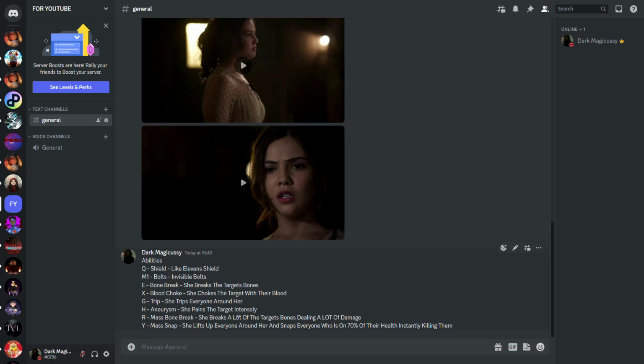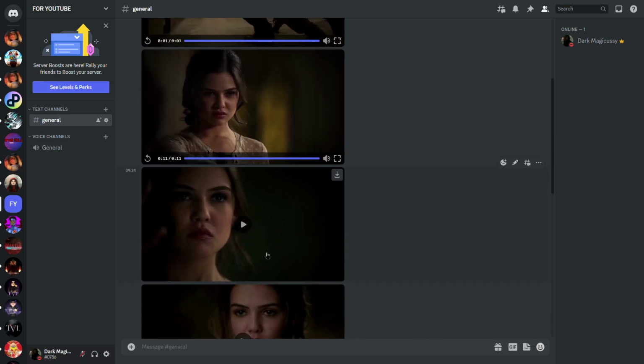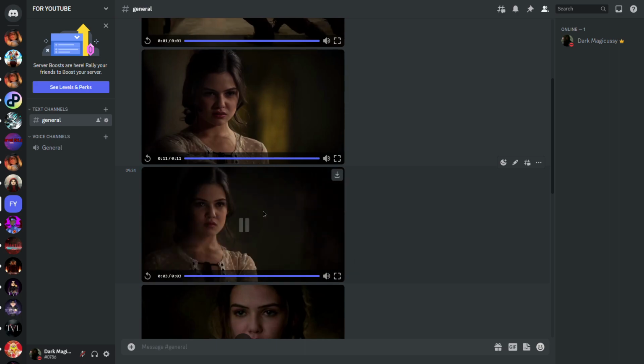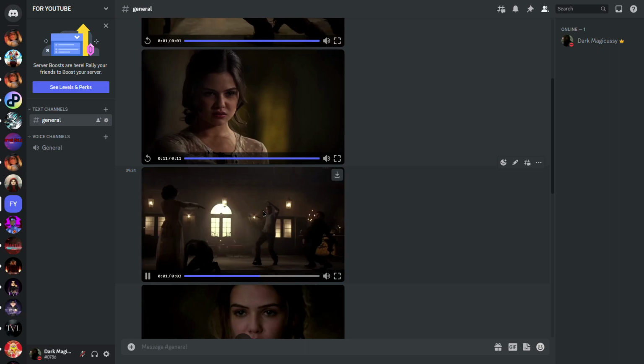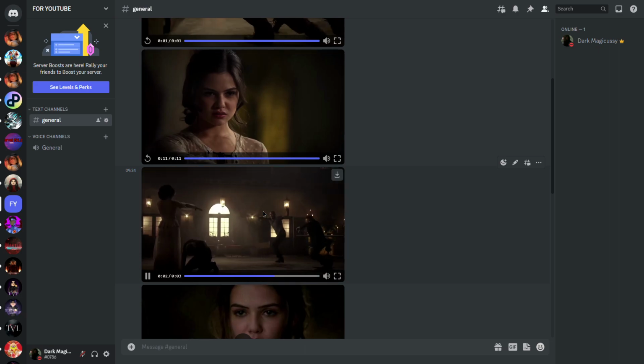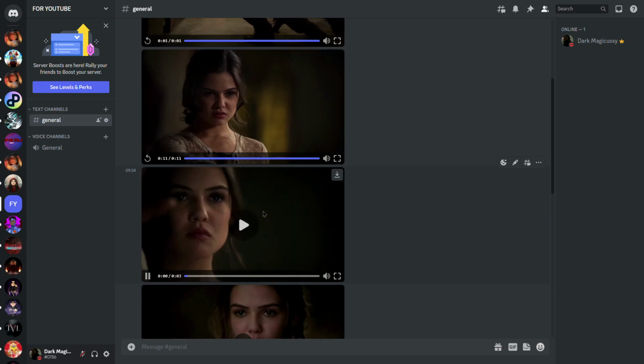Basically she just makes the target choke on their own blood. And next, trip, she trips everyone around her. It's more of a slam, but anyway.